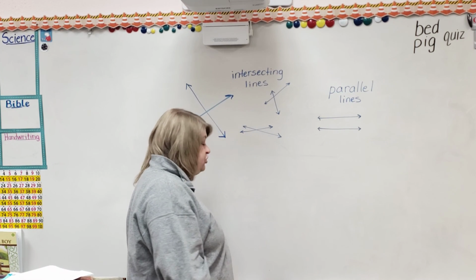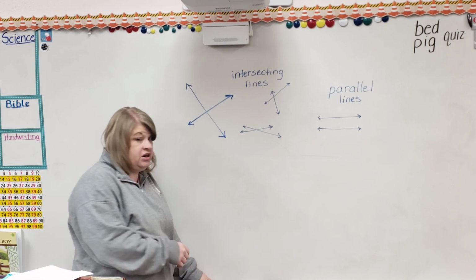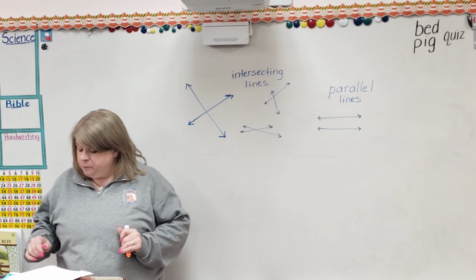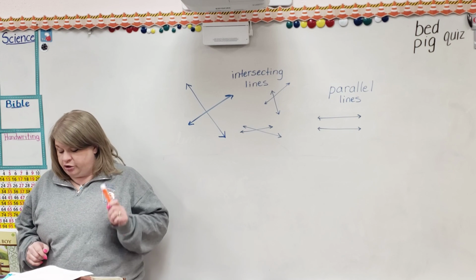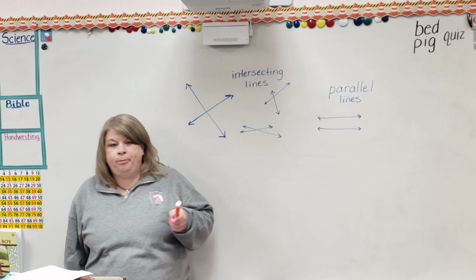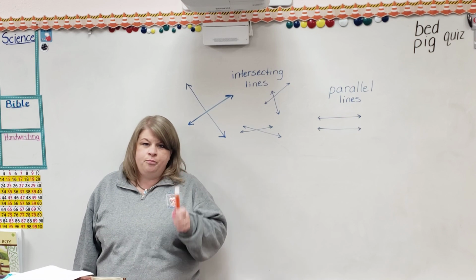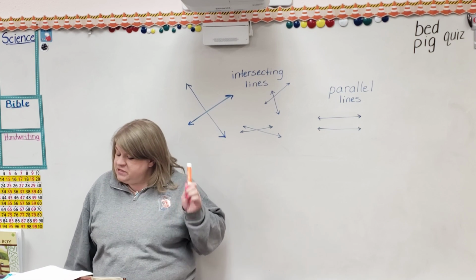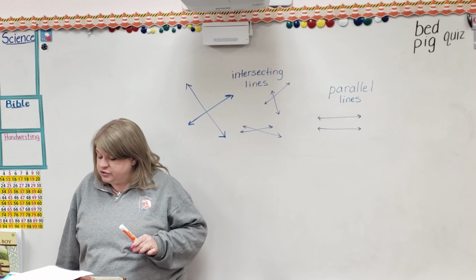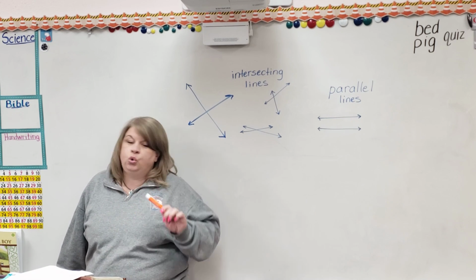It's going to be a little trickier, so pay close attention. Put on your thinking caps. Let's look at this. Perpendicular lines. Kind of sounds like purple, but it's not. Perpendicular. Everybody try to say that. Perpendicular lines are lines that intersect at square corners.